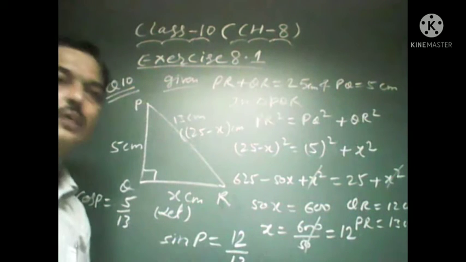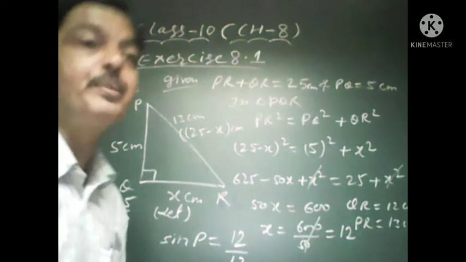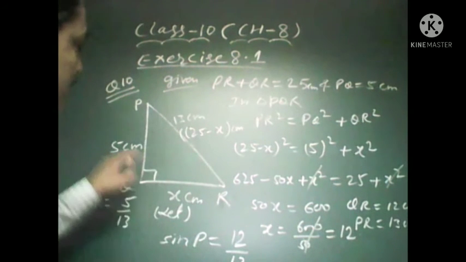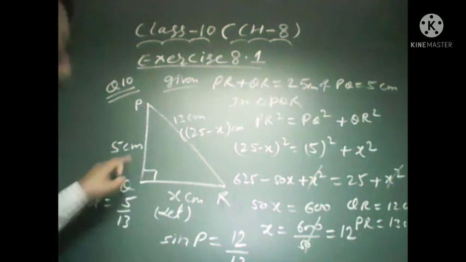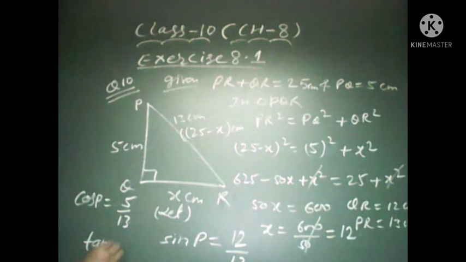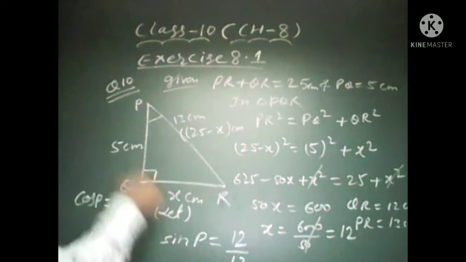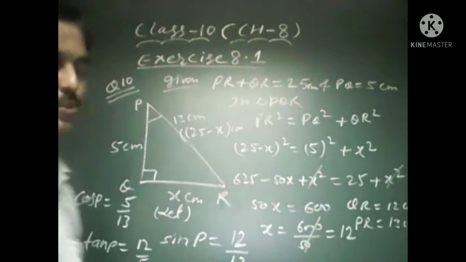And similarly, you can easily calculate the value of tan P. What is tan P? Sine upon cos, or we can say opposite upon adjacent. That is 12 upon 5. Tan P for angle P is opposite upon adjacent, 12 upon 5. So this is question number 10, students.